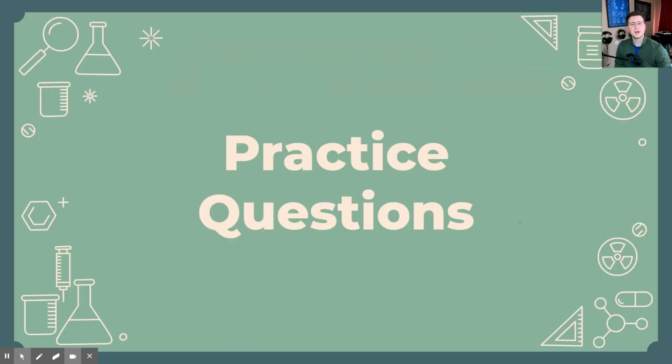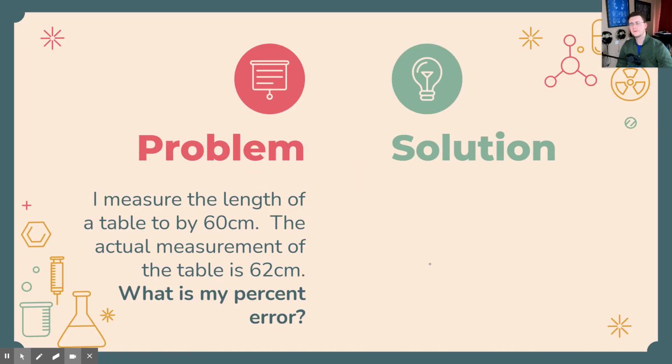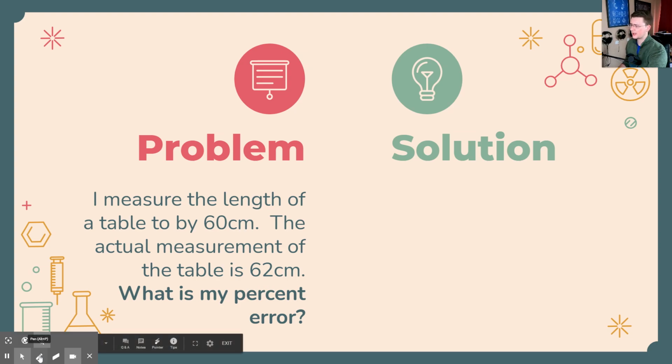So let's do a couple more practice problems. Here's your first one. I measured the length of a table to be 60 centimeters. The actual measurement of the table is 62 centimeters. What is my percent error? So the first thing that you're going to have to do in this question is find your error. So go ahead and find your error.